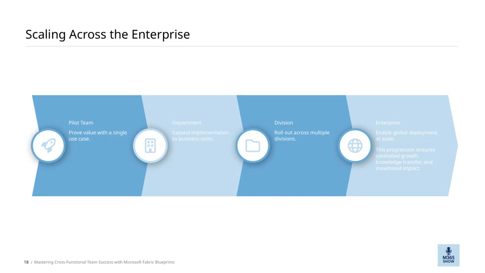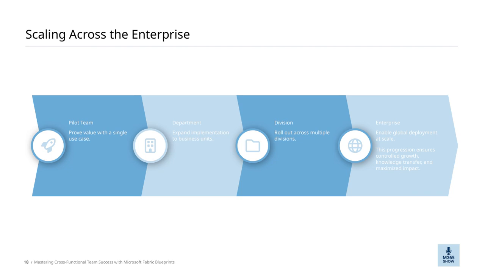The goal here is to enable global deployment at scale, which is crucial for achieving widespread impact. This progression ensures that growth is controlled and manageable, while also facilitating knowledge transfer across teams. By doing this, we maximize the overall impact of our initiatives.